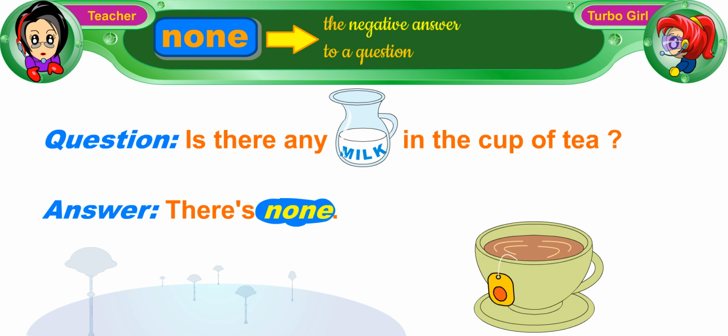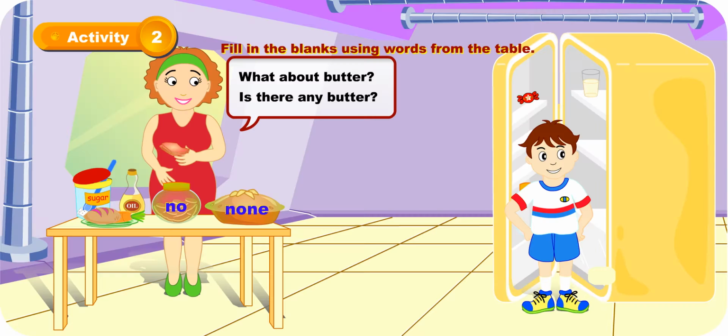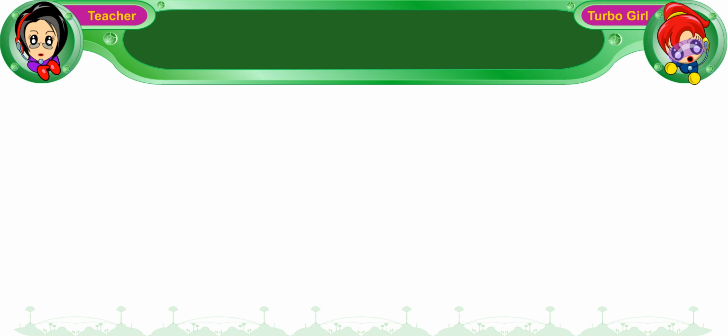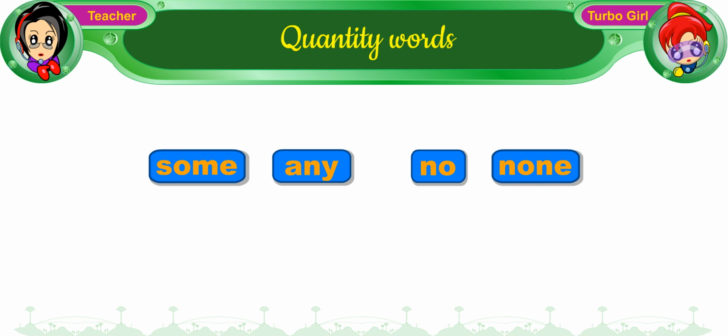We do not have to repeat the noun milk after the word none, because it is already understood which noun the speaker is referring to. Okay, Turbo Girl, do you understand all that I've taught you today? Yes, teacher. We learned the quantity words some, any, no, and none.